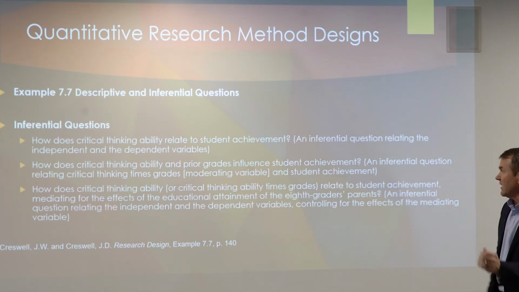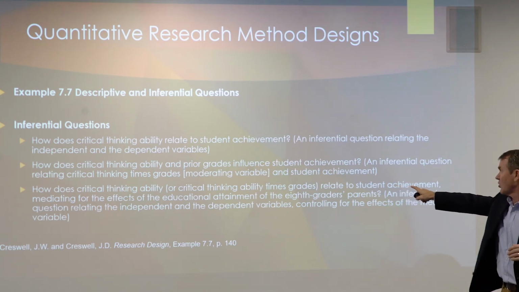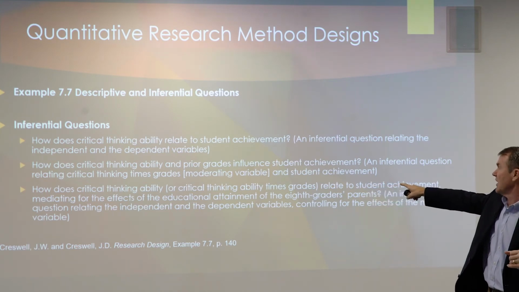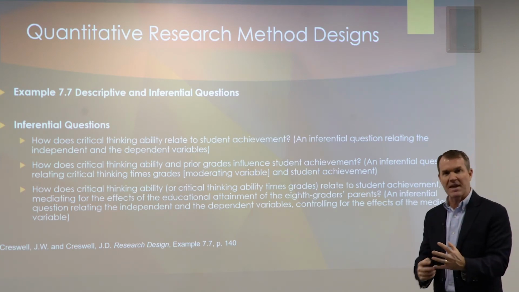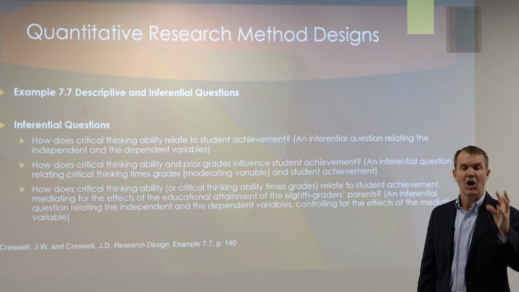How does critical thinking ability and prior grades influence student achievement? And how does critical thinking ability, so critical thinking and grades, relate to the student's achievement, mediating the effects of educational attainment of the 8th graders' parents? So describing that phenomenon with an instrument, a rating, a valid one.